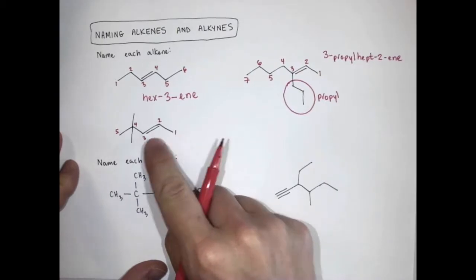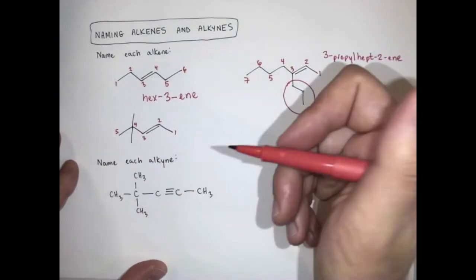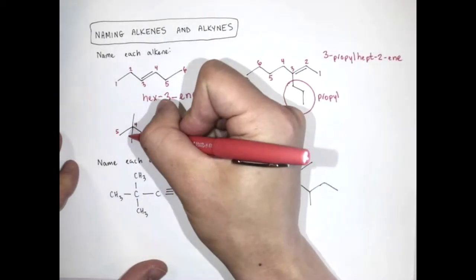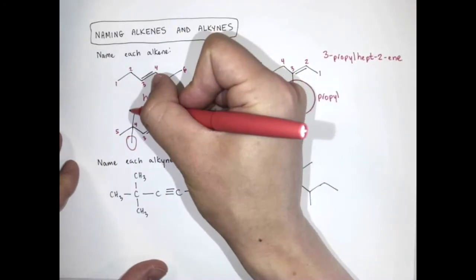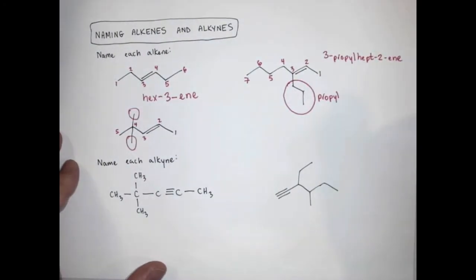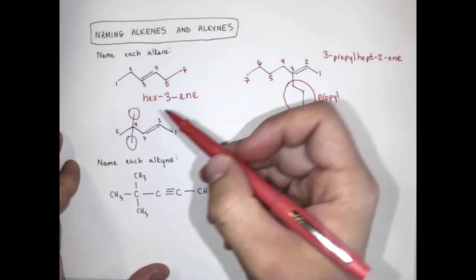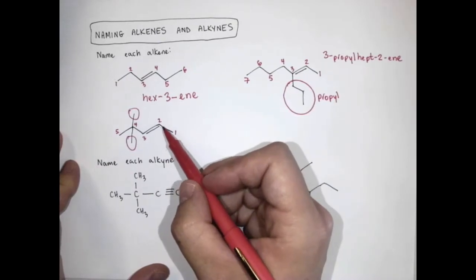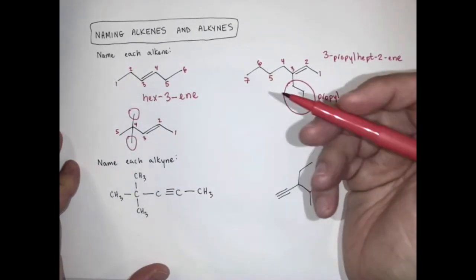So there we go. We go 1, 2, 3, 4, 5 from the right. And you'll notice that I have not one methyl group, but two methyl groups coming off of carbon 4. So I've got two methyl groups coming off of carbon 4 and a double bond starting at carbon 2. What does the name look like?